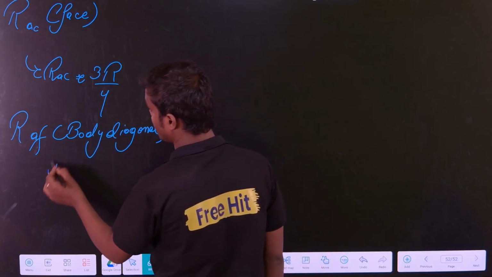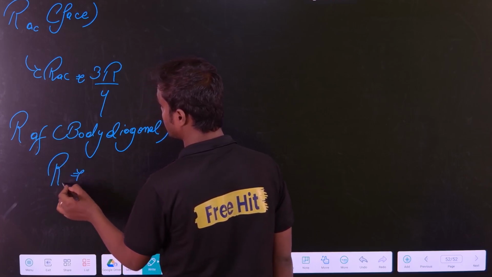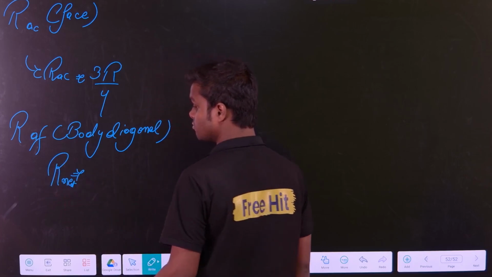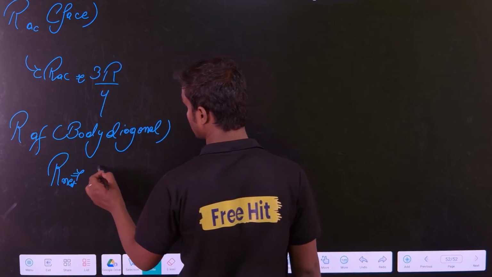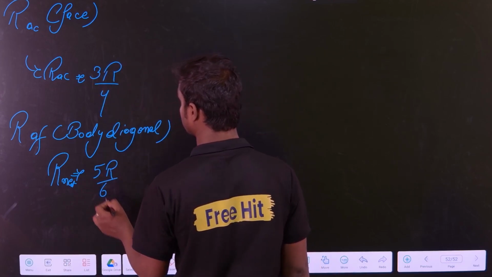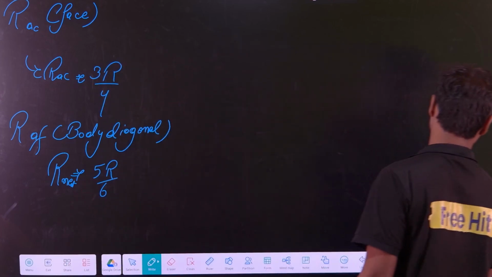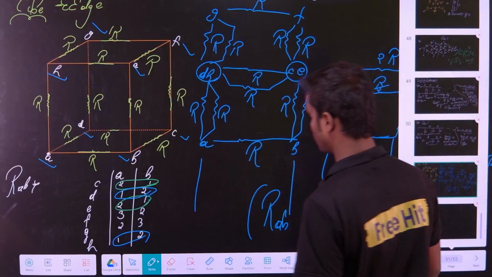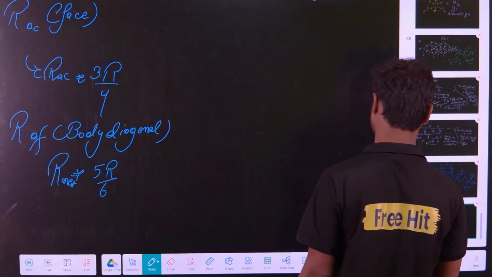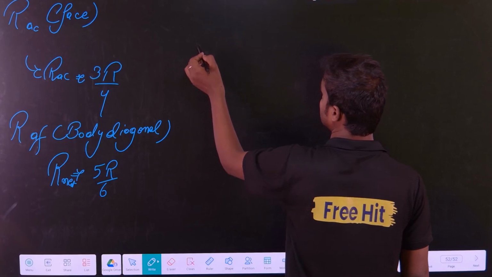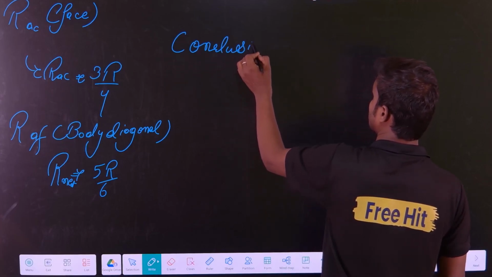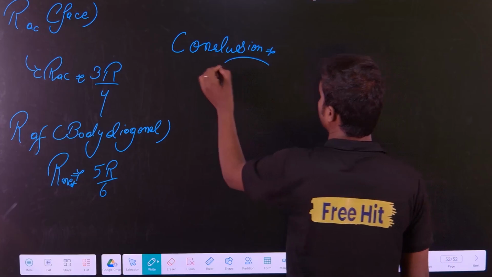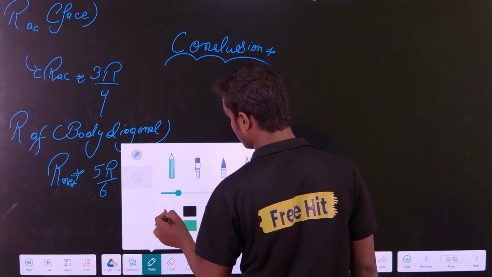Okay, so what is R? You will get R net is equal to how much? That is almost 5R by 6. So what is the thing you have to remember in conclusion wise? If you see the conclusion, okay, what is the conclusion we have to remember? That is important, more important.